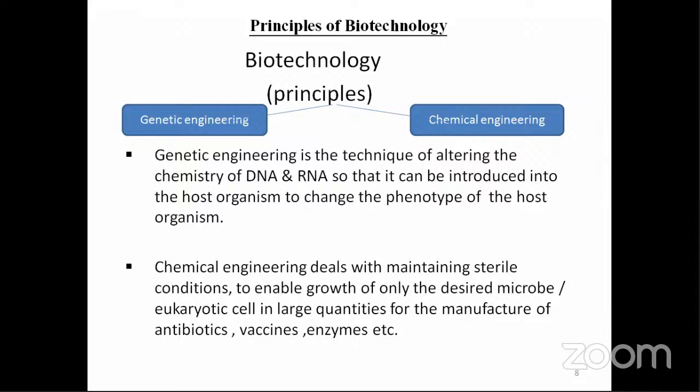Fine. Now chemical engineering. This deals with maintaining sterile conditions to enable growth of only the desired microbe or eukaryotic cell in large quantities for the manufacture of antibiotics, vaccines, enzymes, etc. Okay. Now you see, in genetic engineering, what is done? The genetic material itself is altered, is changed, which brings about a complete change in that particular host organism. Whereas in chemical engineering, what is done? Only the desired character, only the desired part, is made use of.